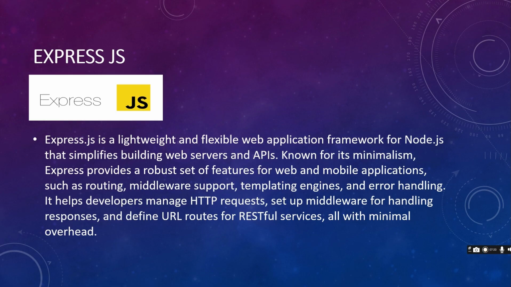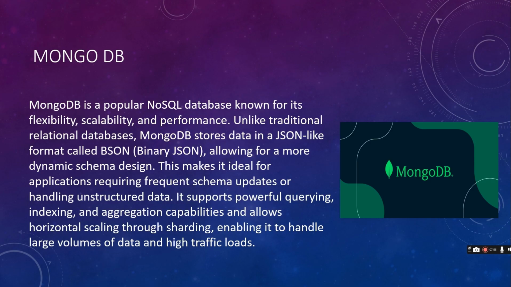Express.js. Express.js is a lightweight and flexible web application framework for Node.js that simplifies building web servers and APIs. Known for its minimalism, Express provides a robust set of features for web and mobile applications, such as routing, middleware support, templating engines, and error handling. It helps developers manage HTTP requests, set up middleware for handling responses, and define URL routes for RESTful services, all with minimal overhead. Now see about MongoDB.